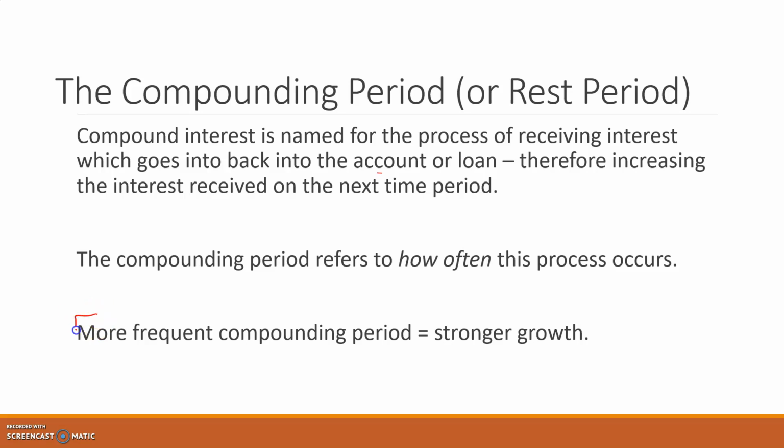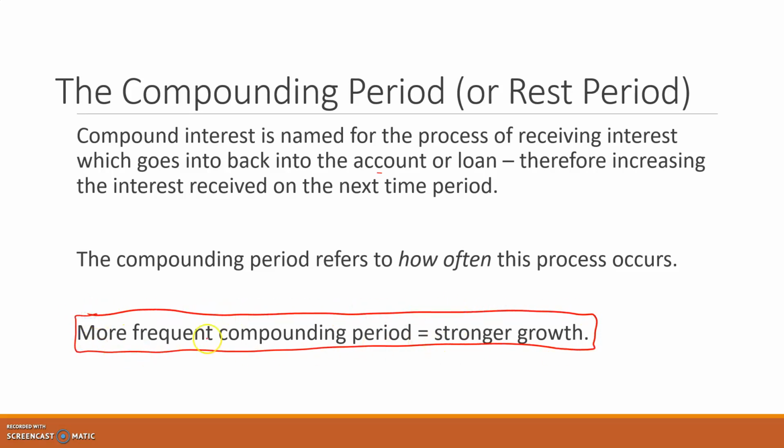So this down the bottom here is a general truth about the compounding period. More frequent compounding periods equals stronger growth. And when I talk about the frequency of the compounding period, like I said, it's how often money is compounded into the account. So, for example, this could be yearly, once a year, or it could be monthly, or weekly, or any time period we could think of. But we could call it compounding monthly, or a monthly compounding period, or rest periods of 1 month. All of those different phrases refer to a monthly rest period.